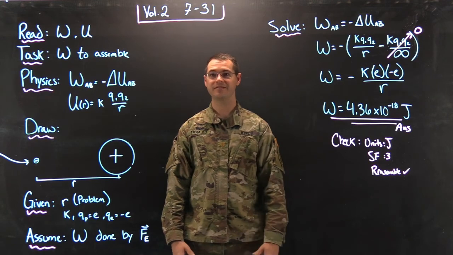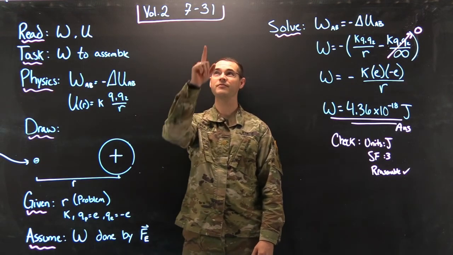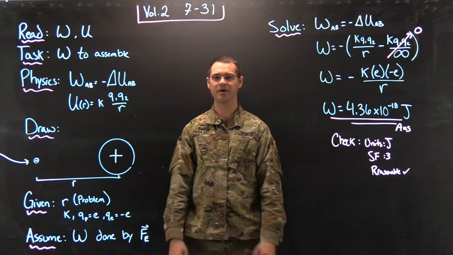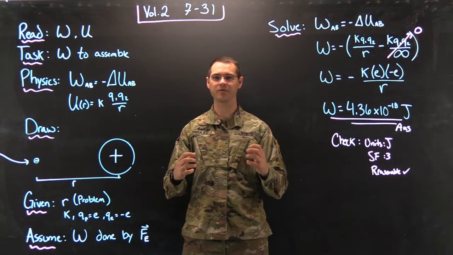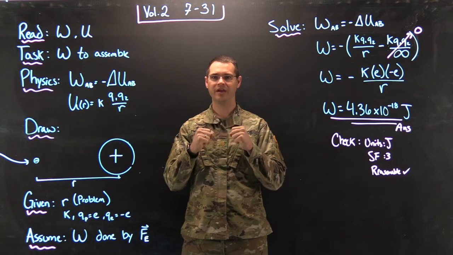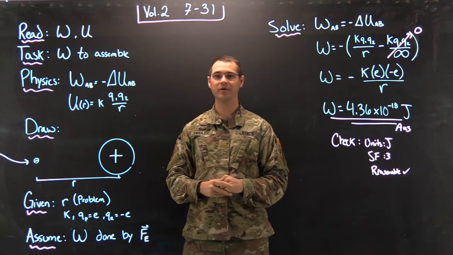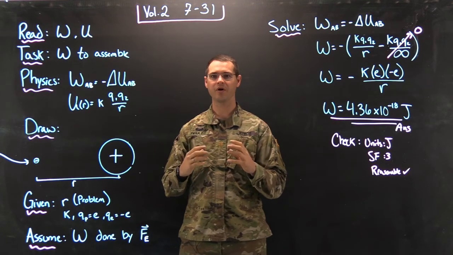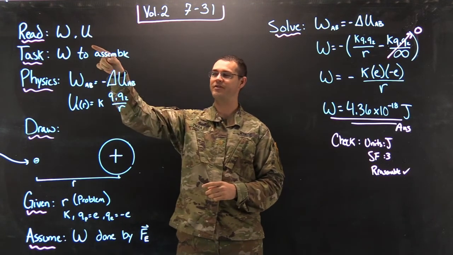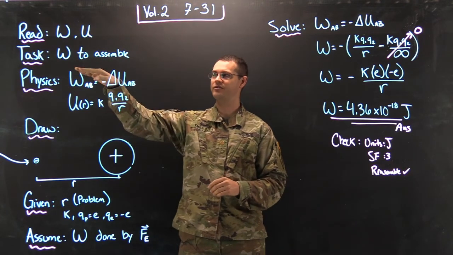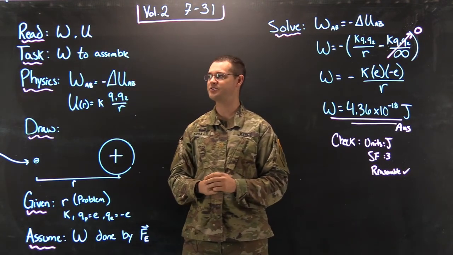Hey physics fans, today we're going to be looking at text problem 7-31 in volume 2 of your OpenStax textbook. In this problem we're asking for the work required to assemble a hydrogen atom. After we've read the problem, we know that this is a problem dealing with work and it's a problem dealing with potential energy, and we'll get to why that is later. So our task is the work required to assemble our hydrogen atom.